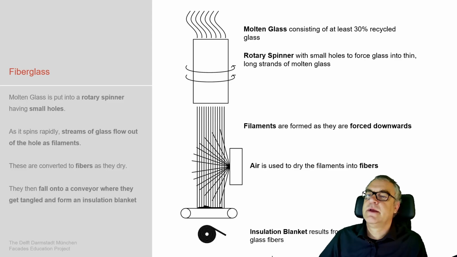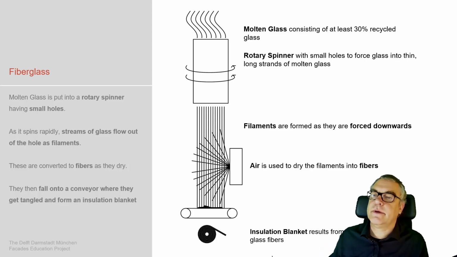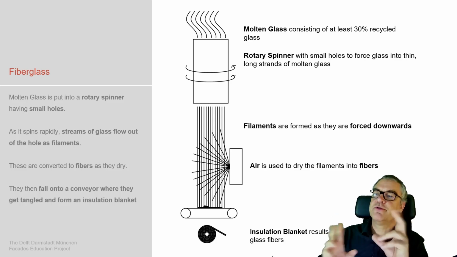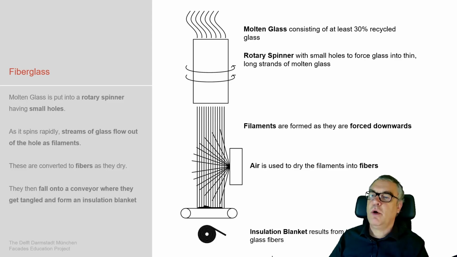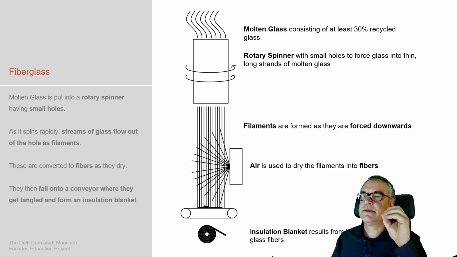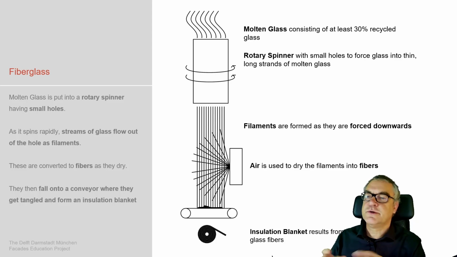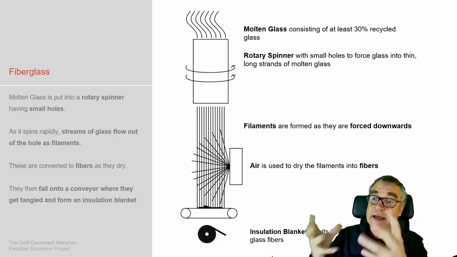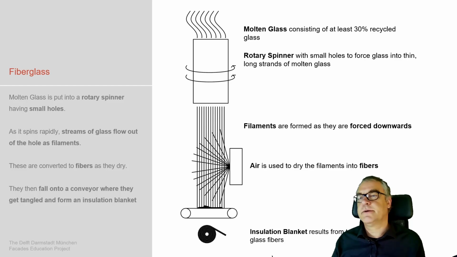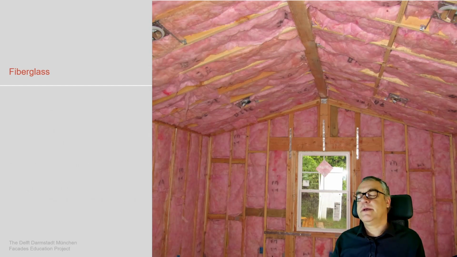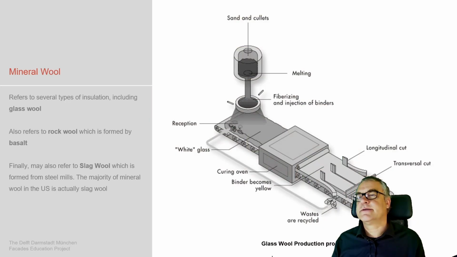Fiberglass. The molten glass is brought into a rotary spindle. Small holes allow glass dust to evaporate. This glass dust converts into fibers, and that's then the glass fiber which is used as we know it. This is a sample insulation of a glass fiber.